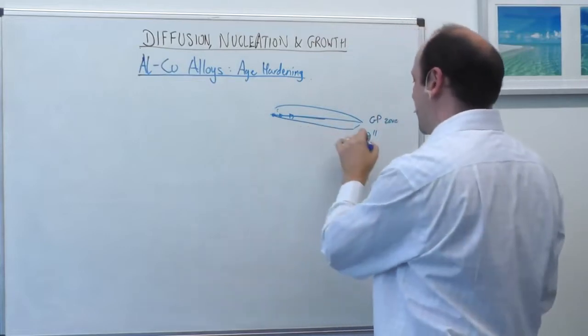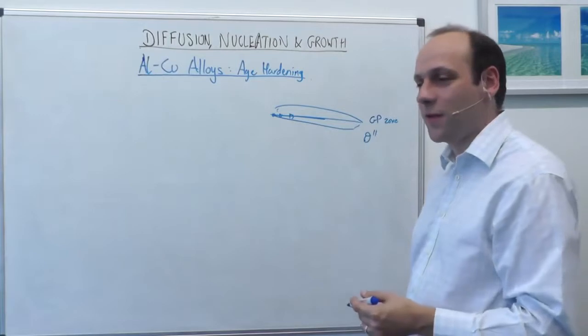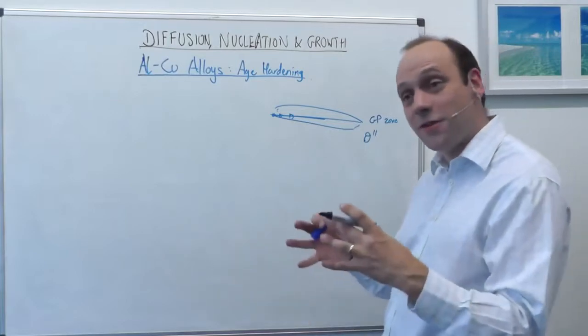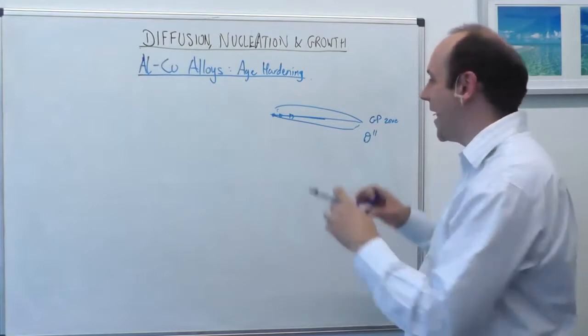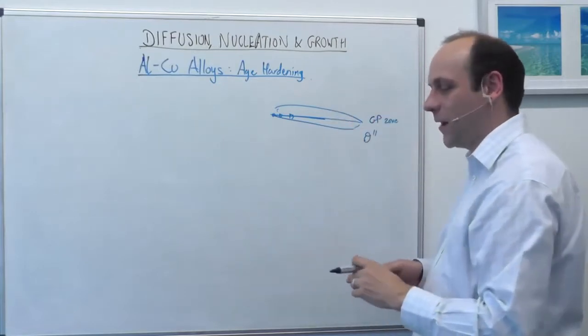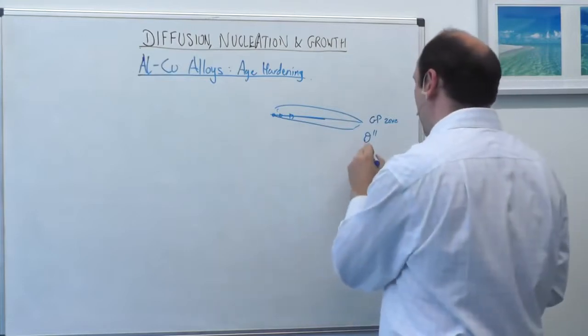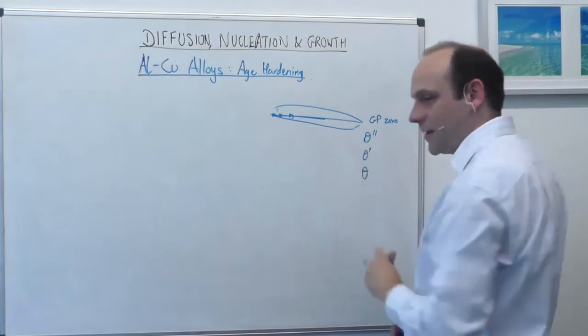Then, this theta double prime is still cubic. It's still the same crystal structure as aluminium. It has a low surface energy, therefore, because it's sharing the crystal structure. And it's got a similar composition to the alloy. And then we go through another one until we finally get to our final theta precipitate.